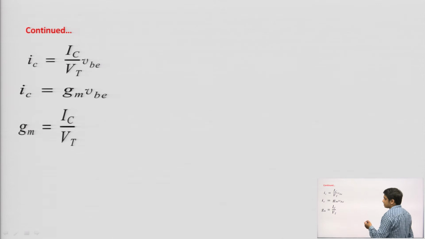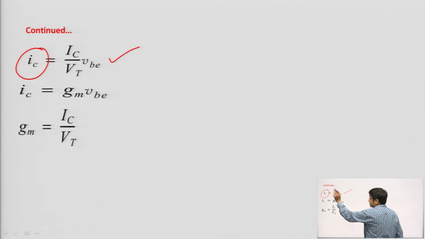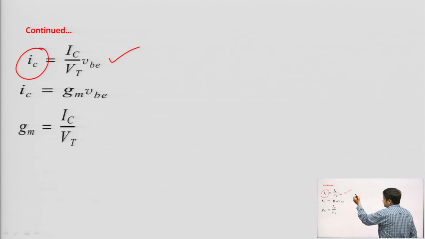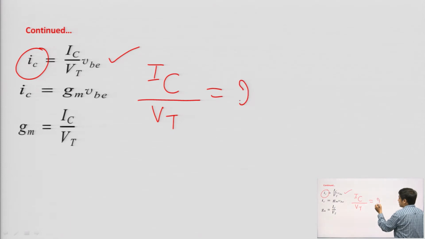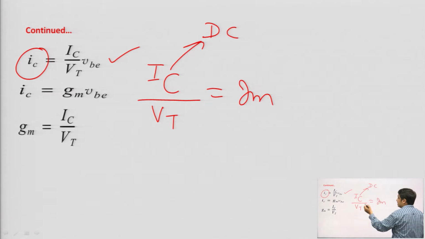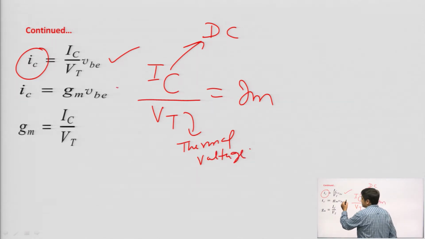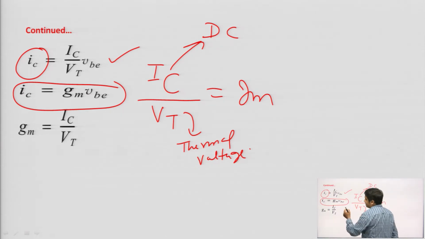So, from the previous equation we can easily get this small ic, the AC collector current, that is equal to capital IC upon Vt, and this capital IC upon Vt is called your transconductance gm. Again I repeat, this capital IC is your DC collector current and this Vt is your thermal voltage. So, we can write this equation: AC collector current is gm into vbe, where gm is the transconductance and small vbe is the input AC signal.